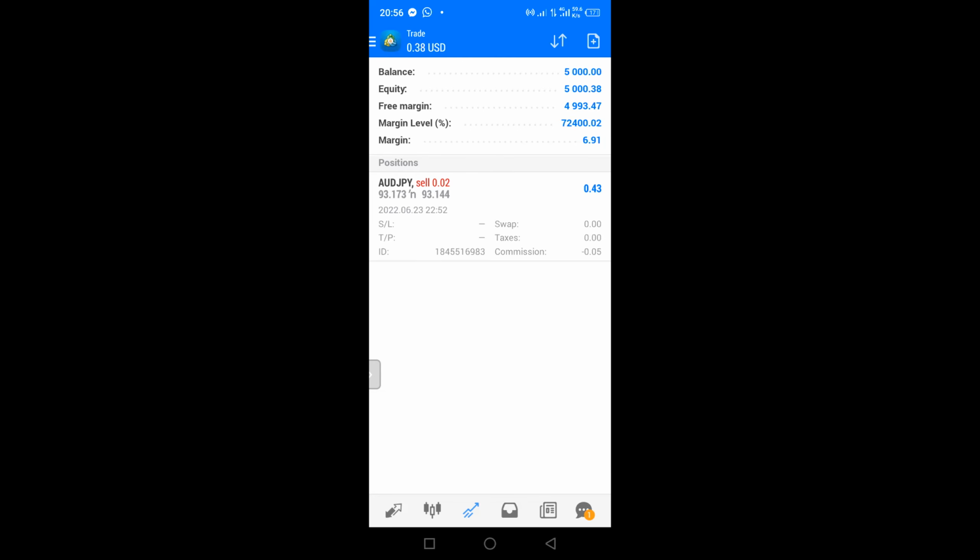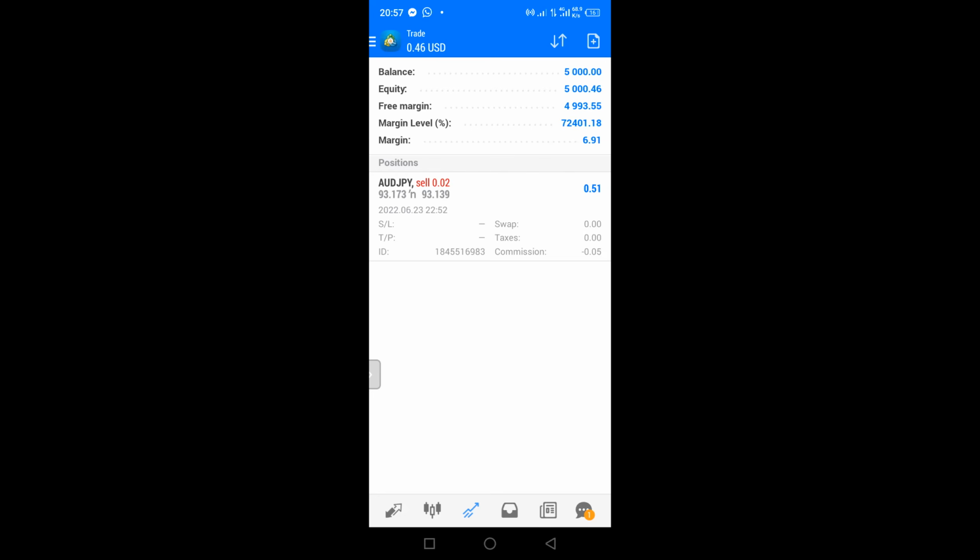It tells you that you are trading AEDJPY. The volume you are handling is 0.02, right? You entered at 93.173. That was the price we entered the trade. And presently, price is 93.14849. The present price will keep fluctuating. The price at which you entered is fixed. It also tells you the time at which you entered the trade, right? This trade was taken at 22:52 on the 23rd of June, 2022.